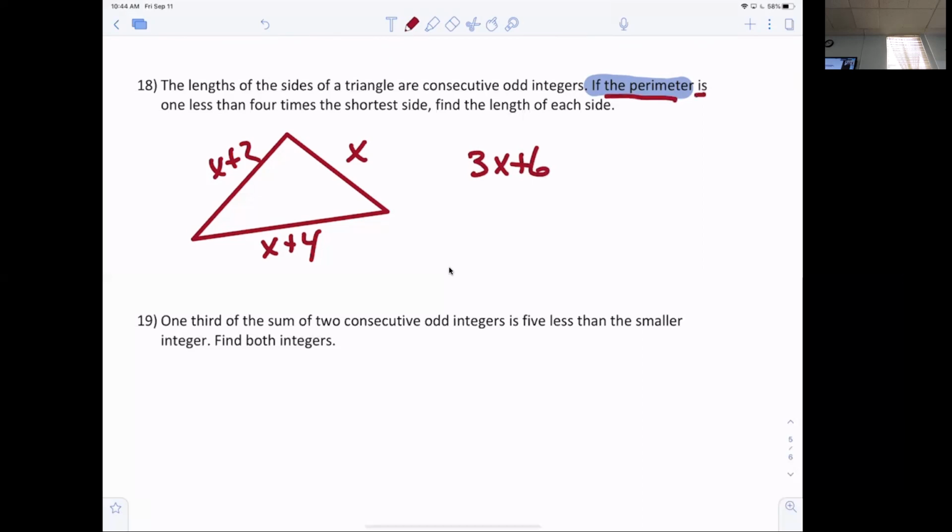Now notice, it says "is." What does "is" mean? Equals. 4x minus 1. Equals 1 less than 4 times the shortest side. Wow. I am very good. And the answer is 7. Yes, X was 7. All right, because we're good at our mental math now. So the sides would have been what? 7, 9, 11.